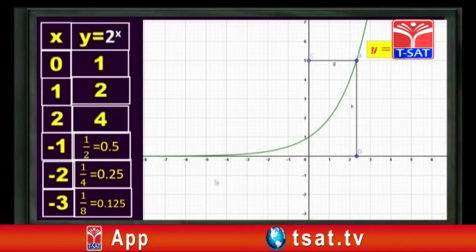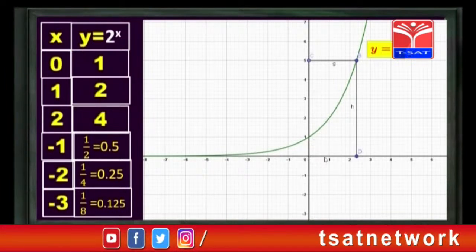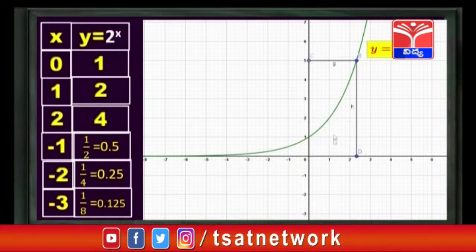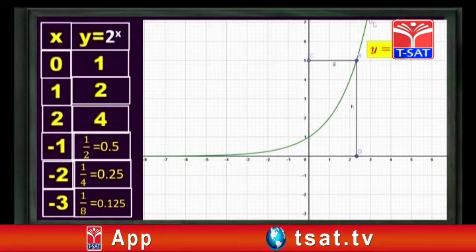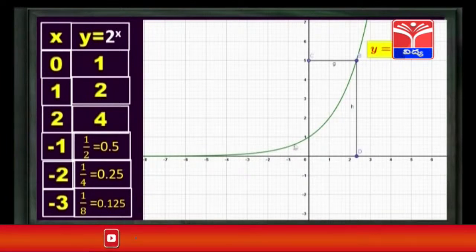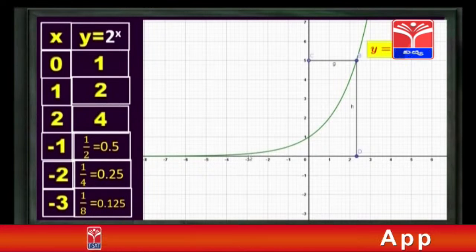Let us see the graph here. So this is the graph for y is equal to 2 power x. The points: if x is equal to 0, y is equal to 1. If x is equal to 1, y is equal to 2. If x is equal to 2, y is equal to 4, and x is equal to 3, y will be 8 here. On the negative side, if x is equal to minus 1, y is equal to 0.5. x equal to minus 2, y is equal to 0.25. If x is equal to minus 3, y is equal to 0.125. So on it is going like this.